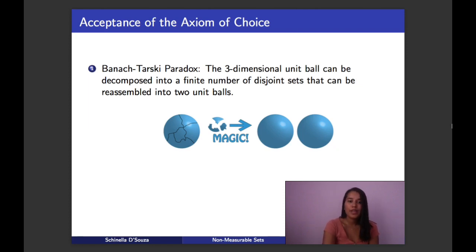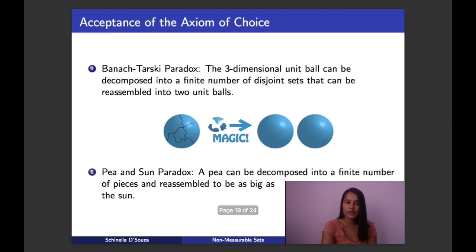Well, one of the most famous examples is the Banach-Tarski paradox. This paradox says that a three-dimensional unit ball can be decomposed into a finite number of disjoint sets that can be reassembled using only translations and rotations into two unit balls. So it seems like we're creating something out of nothing. Although we're kind of cheating. Some of the sets in the decomposition are non-measurable, so we're not really able to say anything about their measure.